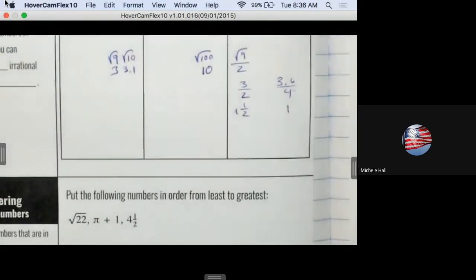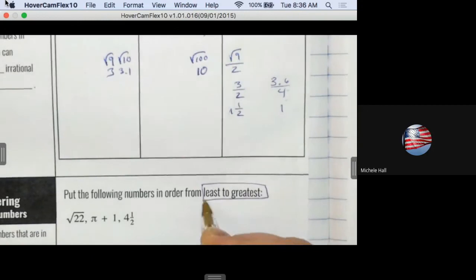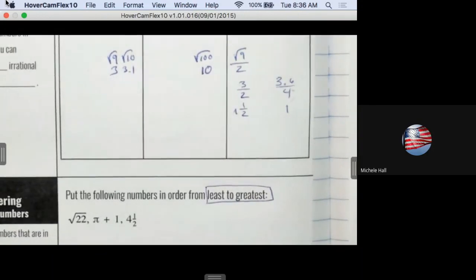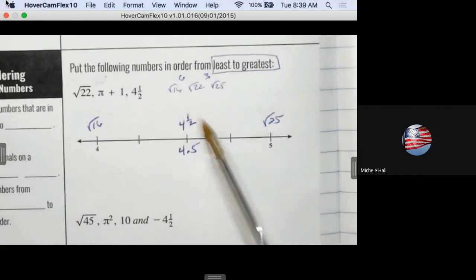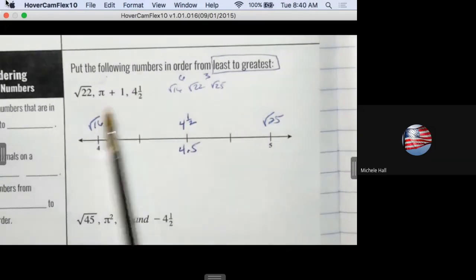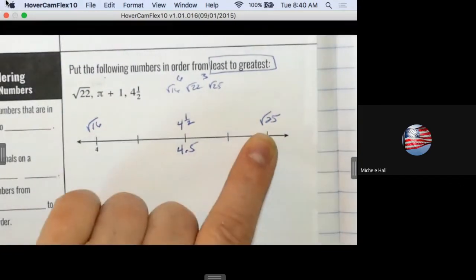Okay, next one. Put the following numbers in order. Be careful with directions all the time. Least to greatest. We're between the numbers 4 and 5. Go ahead and try to put those numbers on your number line. Whereabouts did you guys, I'm sure you found 4.5. Whereabouts did you put the square root of 22? Do you think it's leaning towards the square root of 16 or the square root of 25?